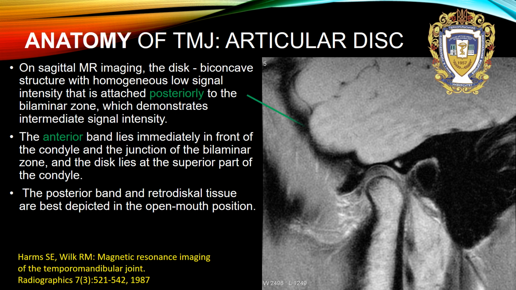The anterior band lies immediately in front of the condyle, and the junction of the bilaminar zone and the disc lies at the superior part of the condyle. The posterior band and retrodiscal tissue are best depicted in the open mouth position.